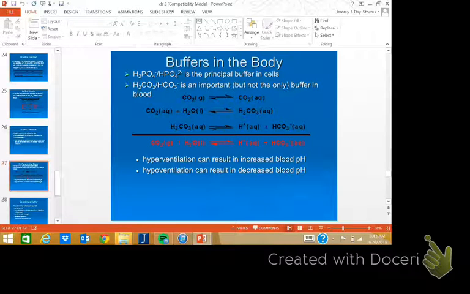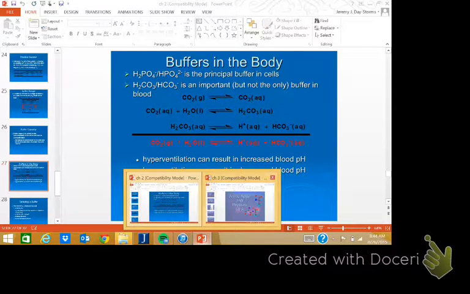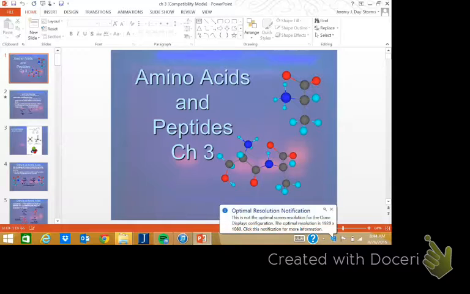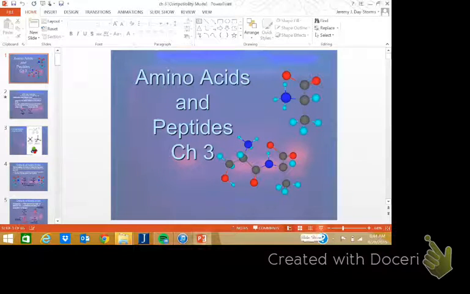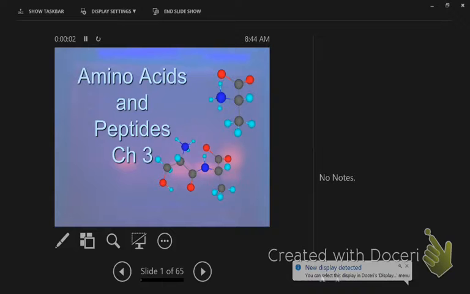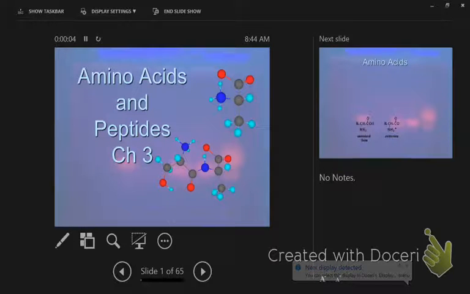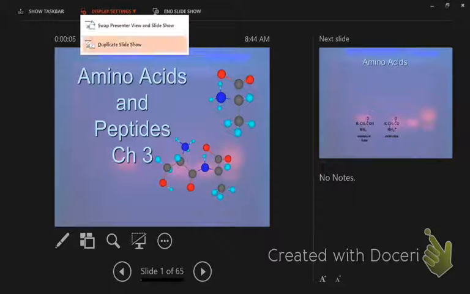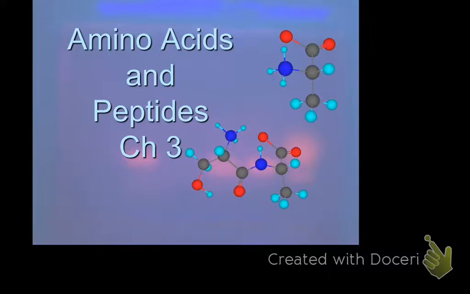Just the last few minutes, you've still got about 6 or 7 minutes. I want to start chapter 3 because chapters 3 and 4 are really important, and there's a lot of material to be covered. Once again, make sure you know all 20 naturally occurring amino acids by that date on the calendar. I don't remember what that date exactly is.